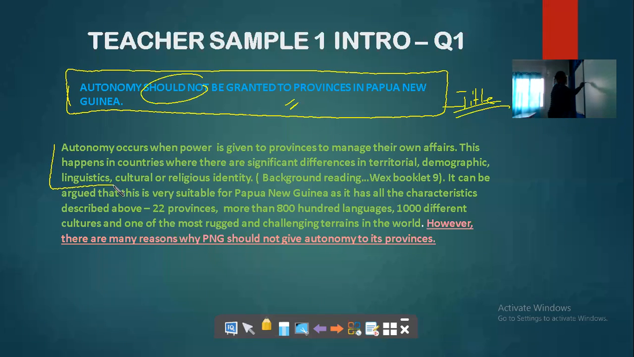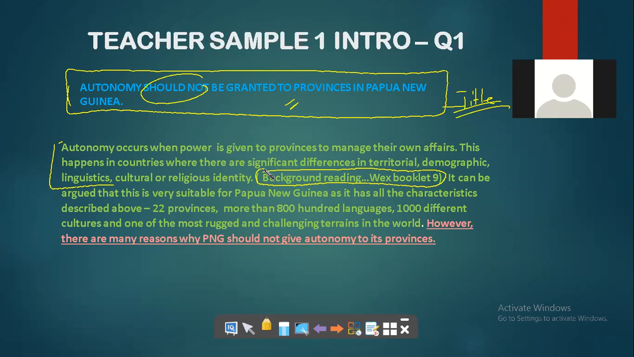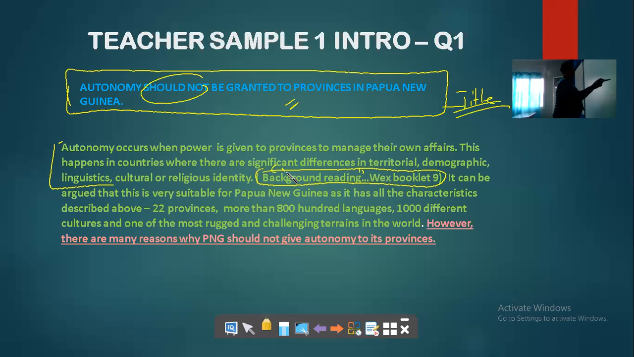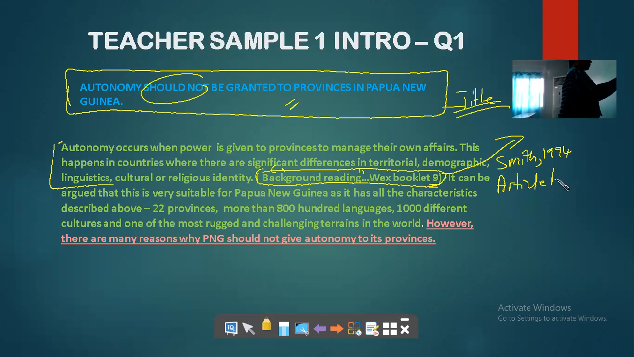And so in the sample introduction here, I have defined what autonomy is, and this information is coming from background reading in your 2019 booklet. So you can write it this way. And you don't have to use this all the time. There are many different ways that you can present this information. You can have the author's name and the date of publication, or you can have the article title inside the sentence, and the rest of the information is arranged for reference. Right?